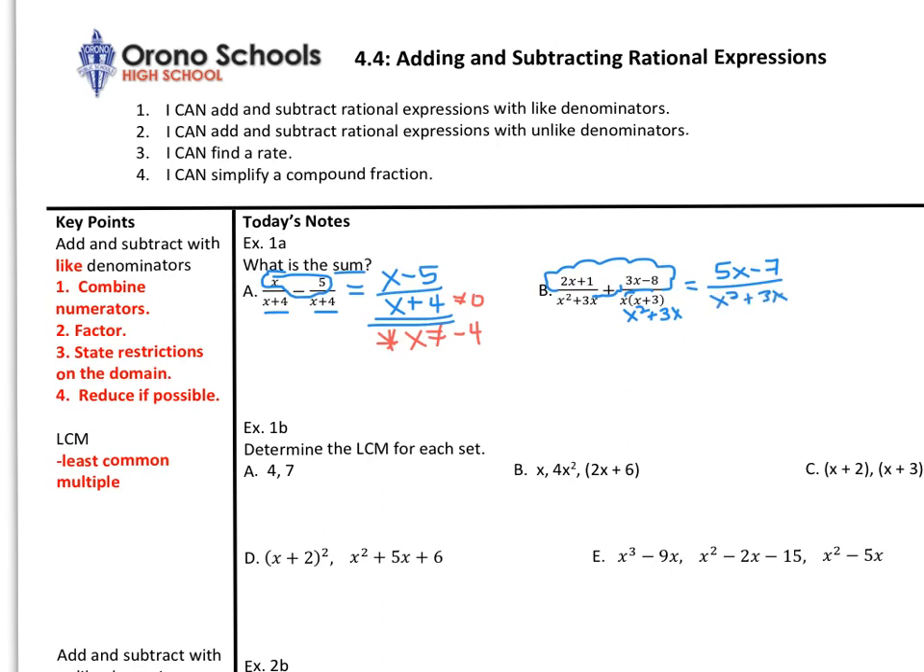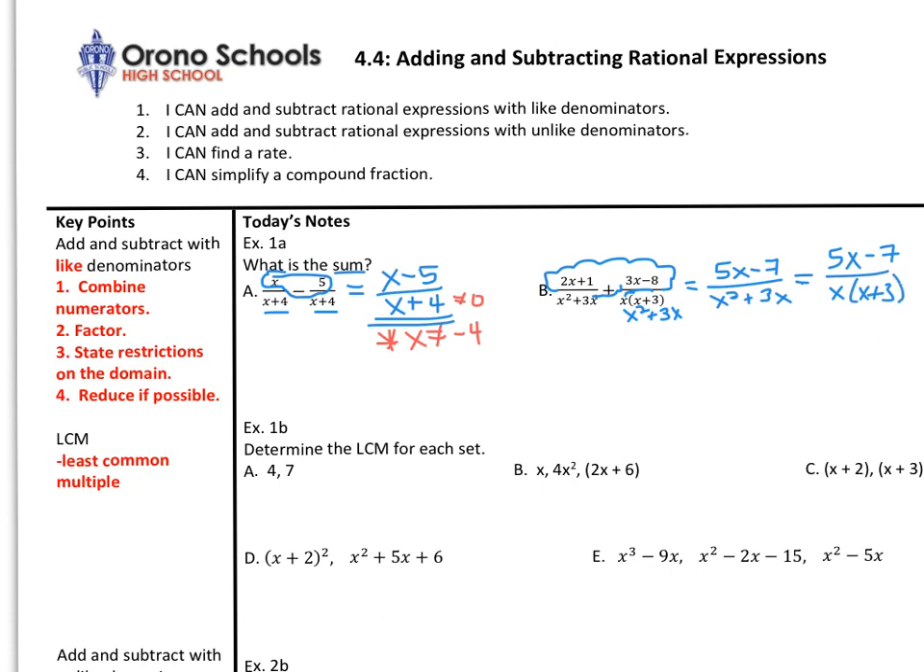If we factor the denominator, that's supposed to be an x. Sorry, you guys. That should be 3x right there. If we factor the denominator, we're going to get what we had in that original second fraction. So we have 5x minus 7 over x times x plus 3.